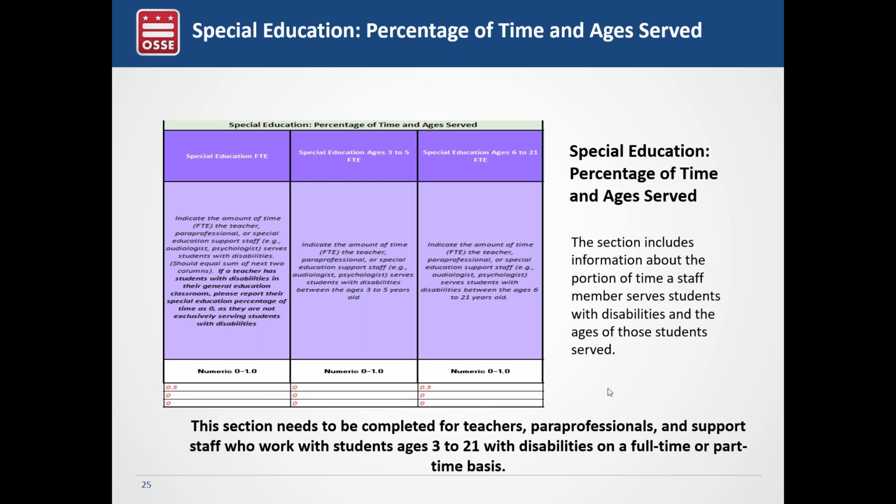So of those 3 columns that you're seeing on your screen right there, the 2 to the right should add up to the 1 to the left. So if you have a person who spends their full-time day working in a resource classroom or working with students with disabilities, you would put a 1.0 in that column to the far left, just the special education FTE. And if that person maybe spends half their day working with 3 to 5-year-olds and half their day working with 6 to 10-year-olds, maybe they're in a pre-K 8 or pre-K 5 campus, then you would put 0.5 for their special education FTE for the 3 to 5-year-olds and 0.5 for the 6 to 21-year-olds.